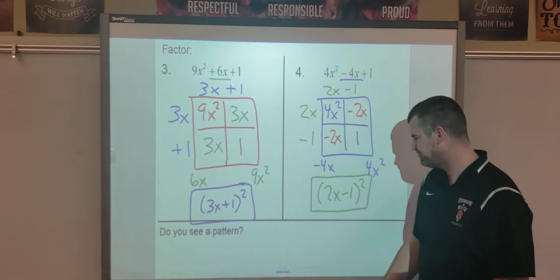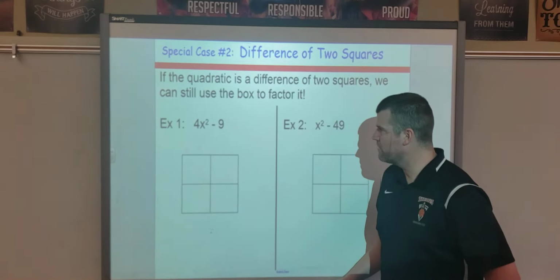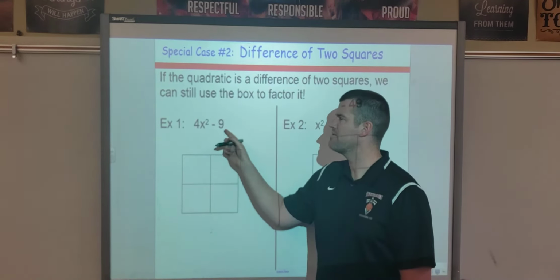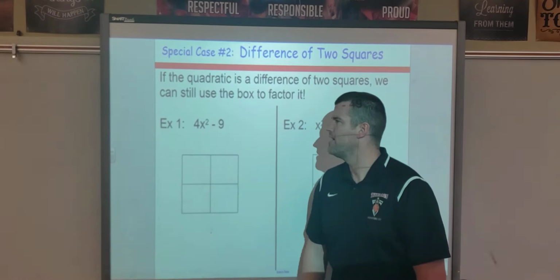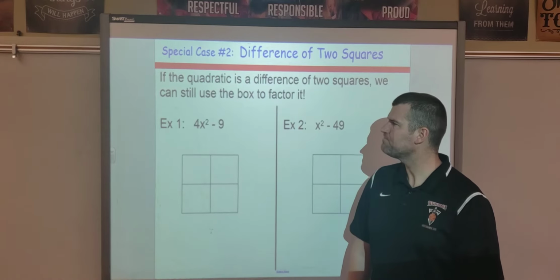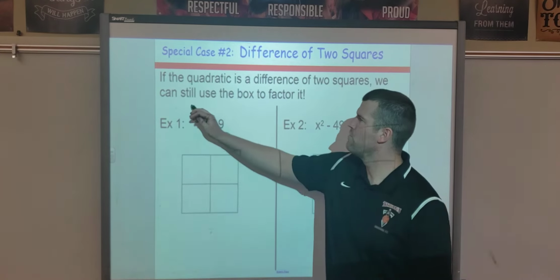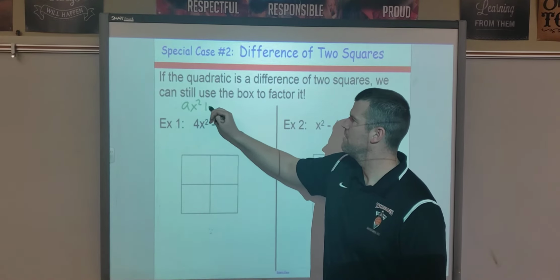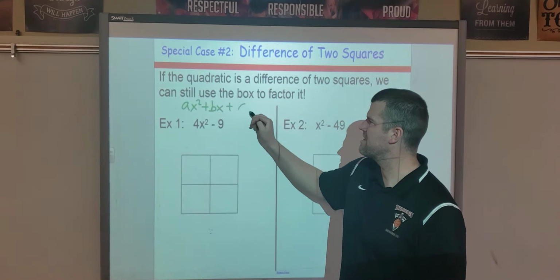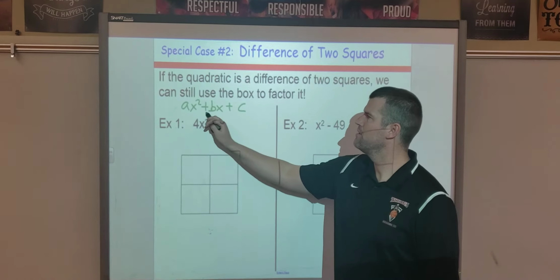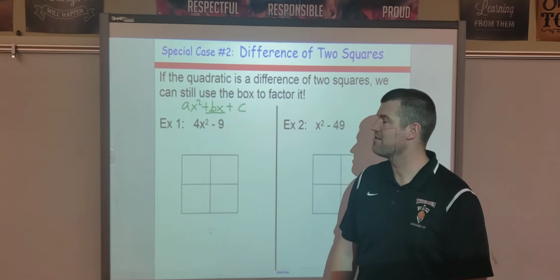The next special case, this one's called a difference of two squares. And what you might notice when we go to factor this, we only have 2 terms. All the other box problems we've done so far have had 3 terms. We've had the A, the B, and the C. But this one is missing something. If we go back to the idea of standard form, ax squared plus bx plus c, which of those does this problem not have? That's right, there's no middle term. There's no b to the x, or bx.